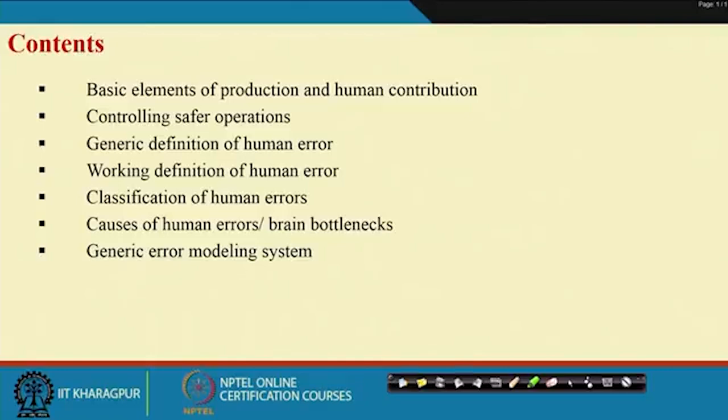The lecture material was prepared with the help of many books, primarily the book written by James Reason, that is Human Error, in 1990, and then other books like Probabilistic Risk Assessment and Management for Engineers and Scientists by Kumamoto and Henley, then Risk Analysis: Methods, Theory, Applications by Marvin Rausand. Some other articles also we have considered, and those sources I have given under references.